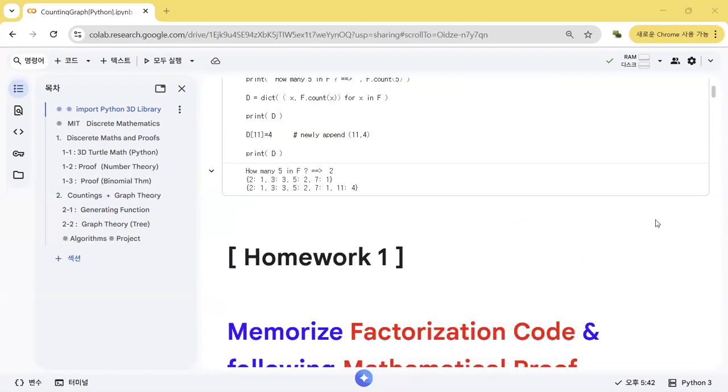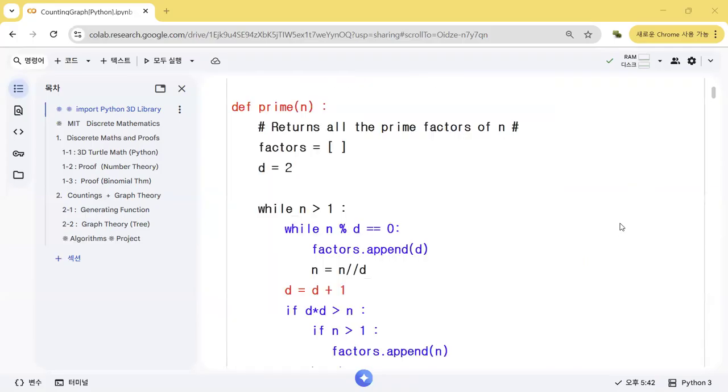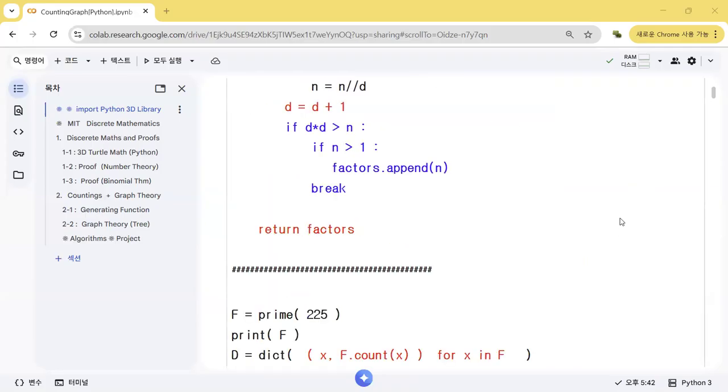So this is homework one. This is the prime factorization. Once again, this will be our final examination problem, so you should memorize the Python code, the factorization code. This is one of the most important codes to study in discrete mathematics.